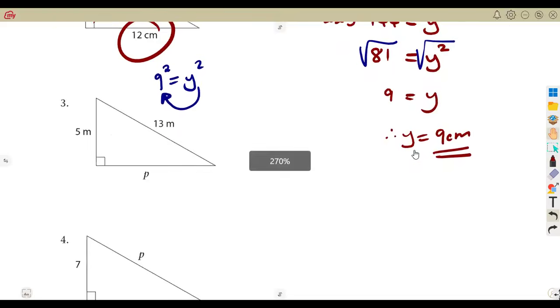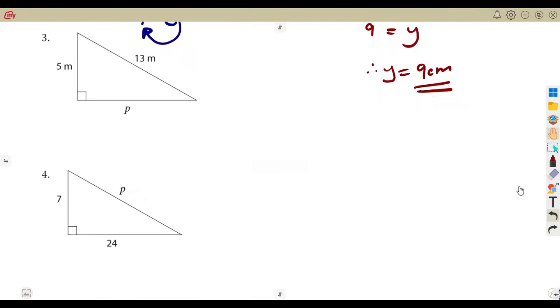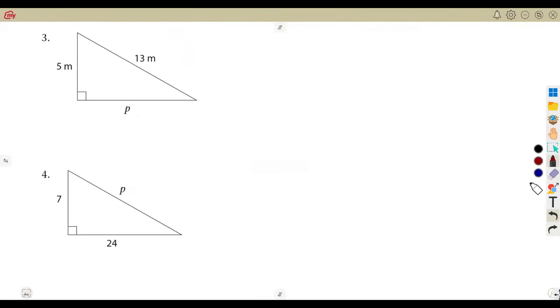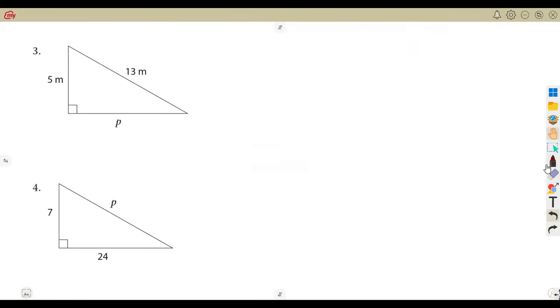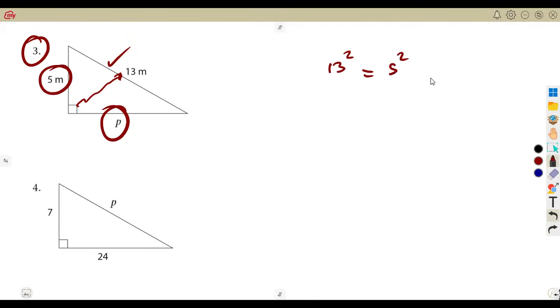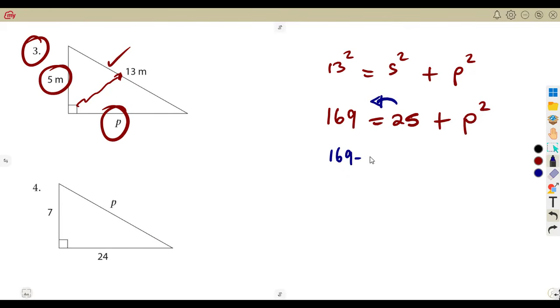So these are the typical questions. As we can see, guys, not wasting much of our time, we just need to try as many questions as we can. On number 3, we have our hypotenuse, the side facing 90 degrees, which is 13. So 13 squared is equal to what? The sum of the shorter sides: 5 squared plus p squared. So 13 squared, that's 169, is equal to 25 plus p squared. So take the 25 to the other side. It was a positive, remember? So it will be a negative: 169 minus 25.